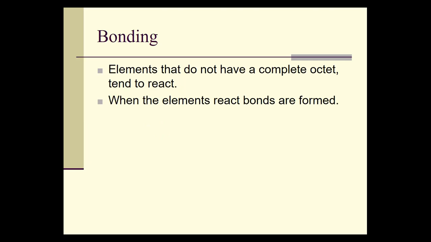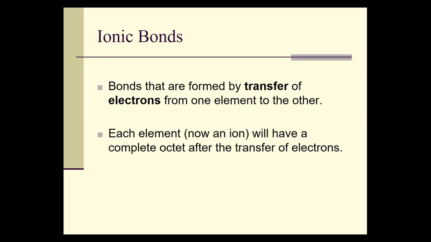Now, elements that do not have a stable octet tend to react. And when the elements react, bonds will be formed. So the question we have to ask ourselves is, how is this bond being held together? In ionic bonds, again, there's a transfer of electrons. Transfer, it's giving it away. The metal is giving it away, the non-metal is taking it in. Each element now has a charge, it's now an ion, and each will have a stable or complete octet after the transfer. That's key.